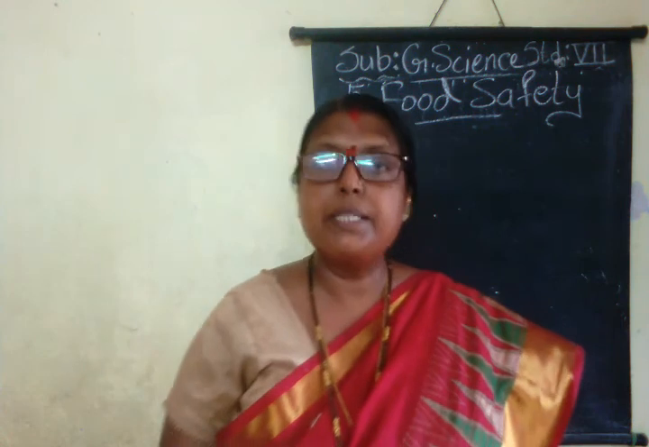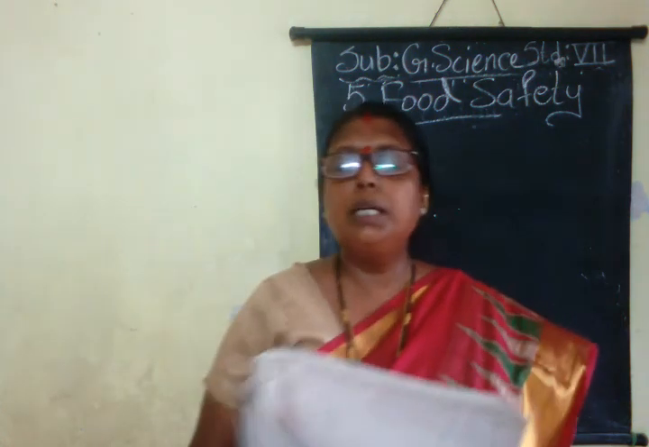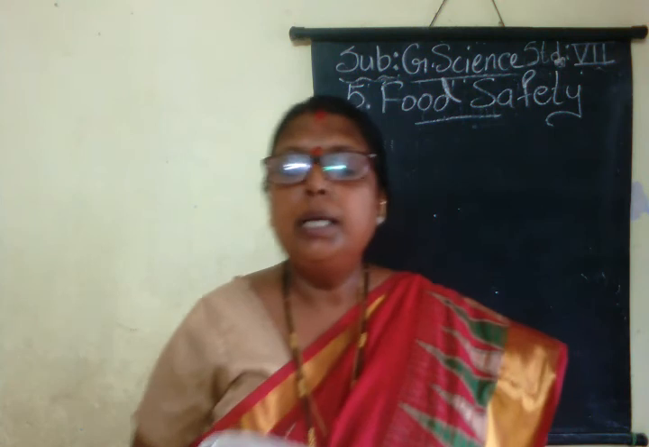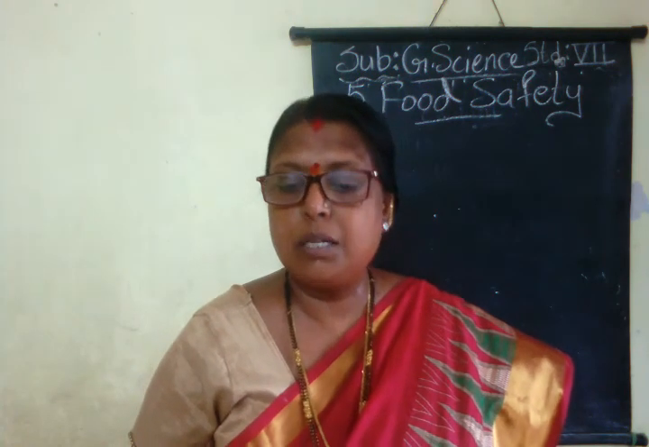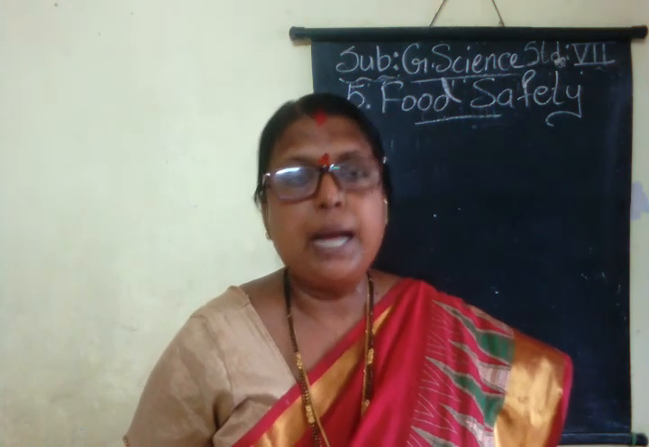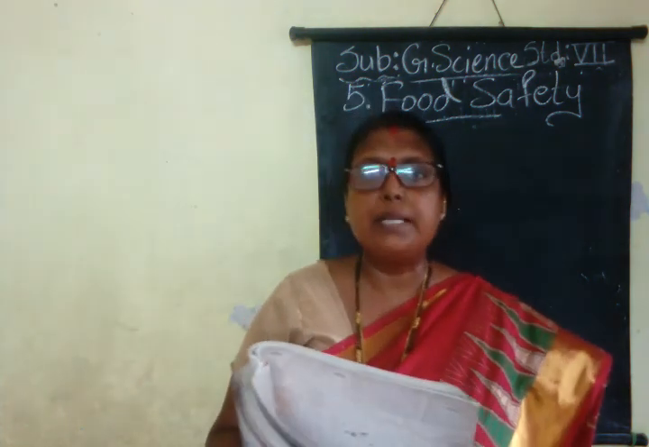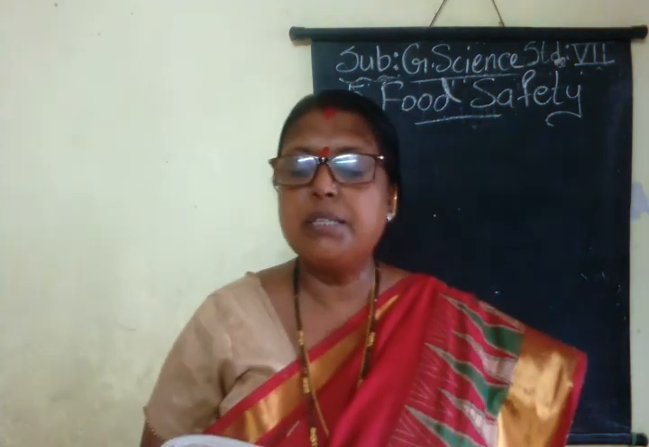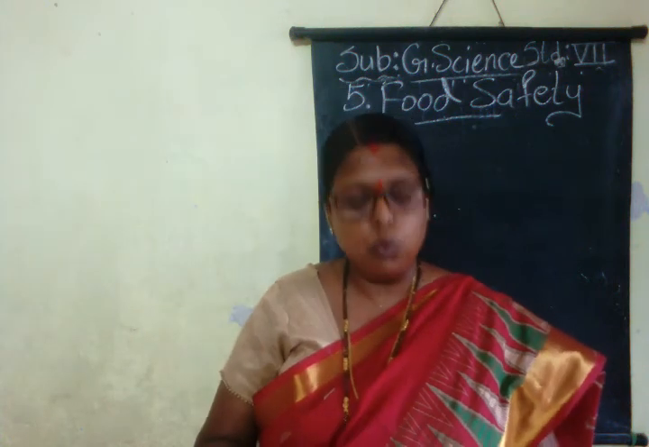Let us see some examples given in our book. What happens due to the adulterants added in the food? The quality of the food decreases. It is not good to eat, and it becomes cheap, meaning it is sold at a very low price. If the price is low, you should understand that the food material is not of good quality.